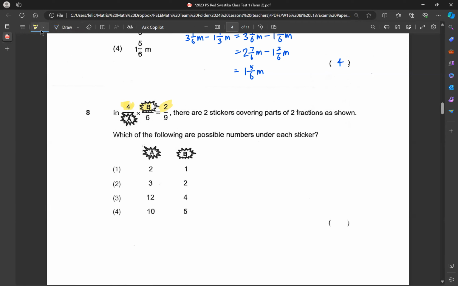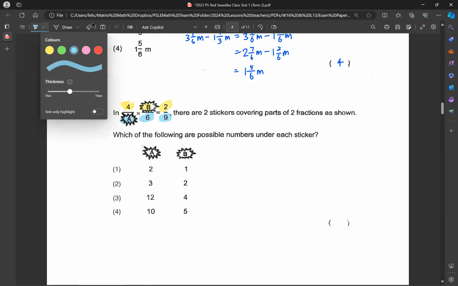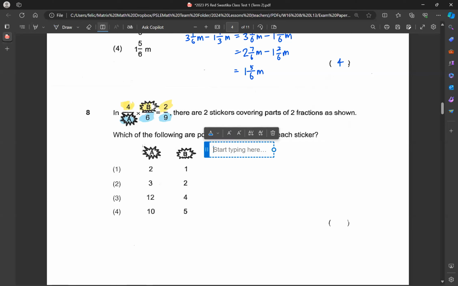All right. Whereas for the bottom, see, a times 6 must give you an answer that is a multiple of 9. Okay, so the key is this, right? Let me just type out: the answer to 4 times your b must be a multiple of 2. And the answer to a times 6 must be a multiple of 9. Okay, do write this down if you didn't manage to solve this.